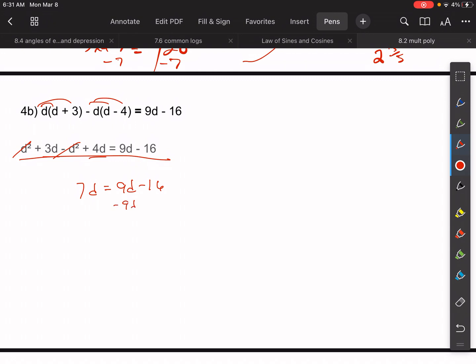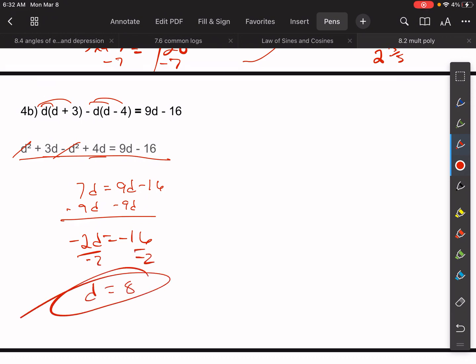Subtract 9d from both sides. Okay, it's always a good idea to move things so that there's not a 0 on one side. Doesn't matter if you do things right, it'll always come back, but I always do things that way. So 7 minus 9 is negative 2d is equal to negative 16. Divide both sides by negative 2 and I get d is equal to 8.